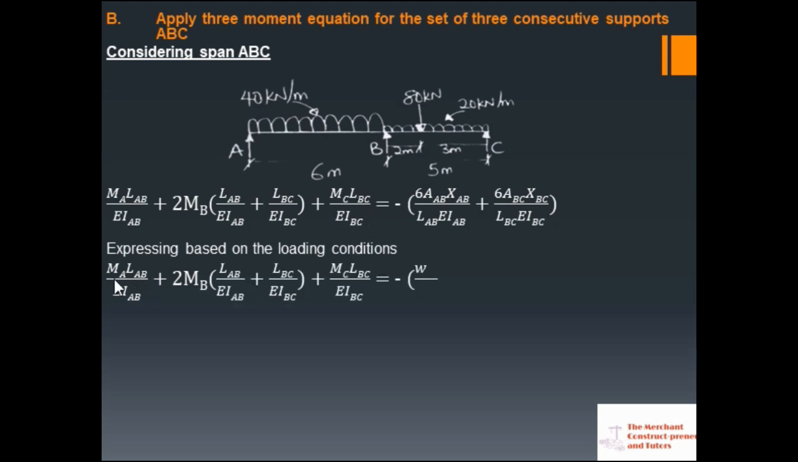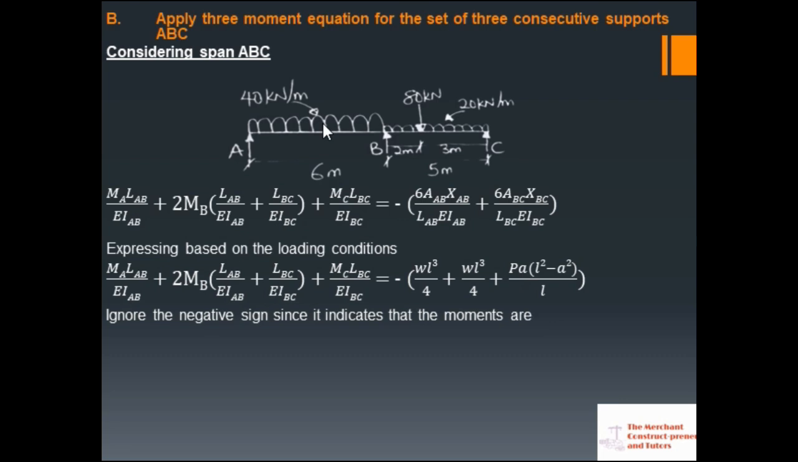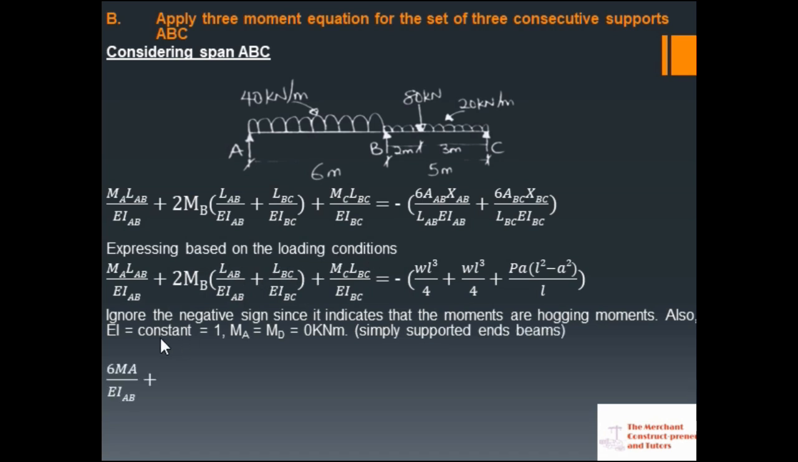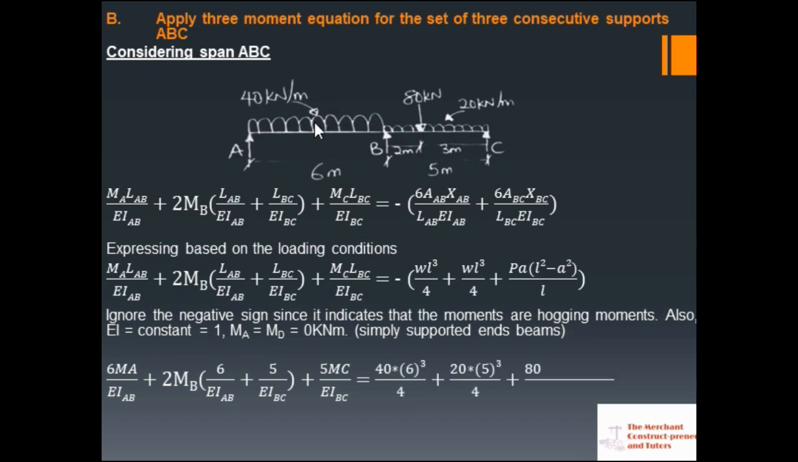So now, expressing based on the loading conditions. I told you that we don't need to start calculating the area based on the maximum bending moment; it has been simplified to reflect the load there. So expressing based on the loading conditions, this expression is still the same as what we have here. For this uniform distributed load, it is WL cubed over 4, as I showed you initially.